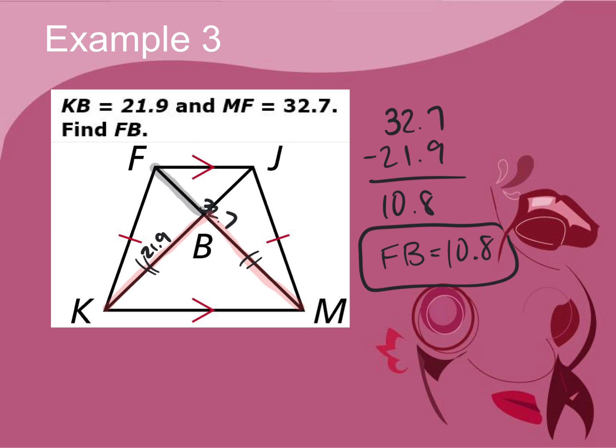So both of those pieces needed to be 21.9. That means that BJ would also be congruent to FB, right? So it's going to be proportional all the way around. So we just took the 32.7 and subtracted the 21.9. Does that make sense, guys? Well, does this work for any trapezoid? No, only for what kind of trapezoids? Isosceles trapezoids, okay? In the notes.